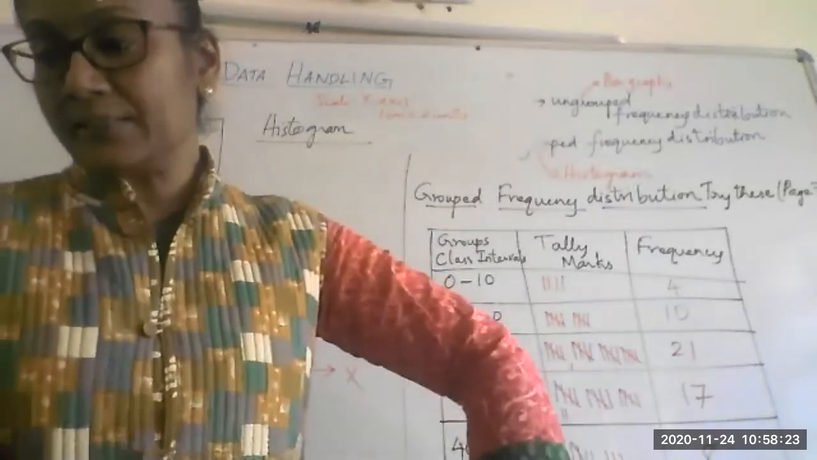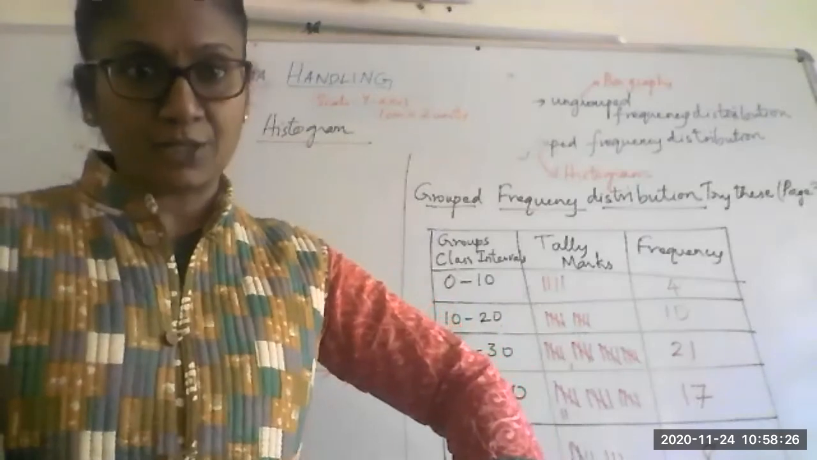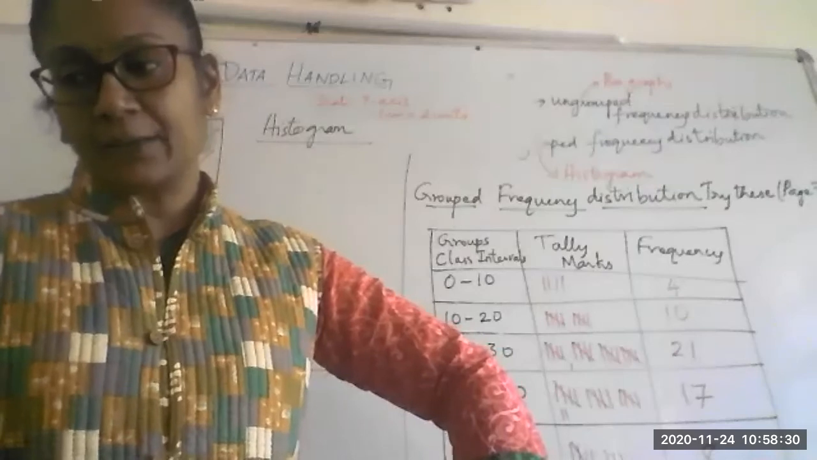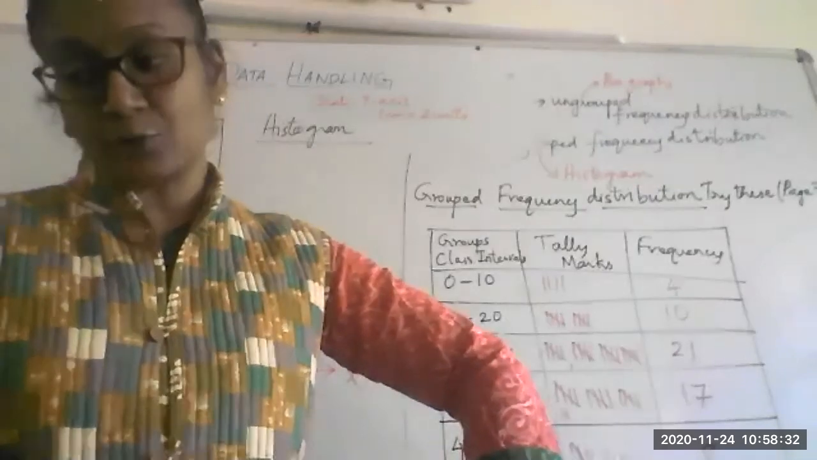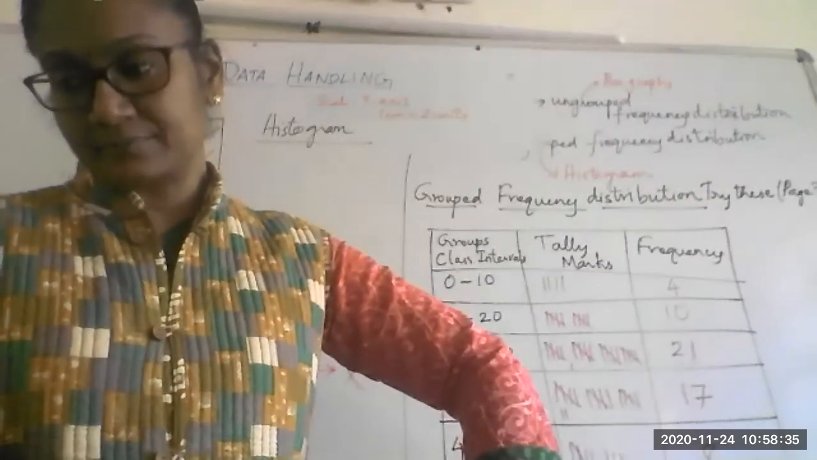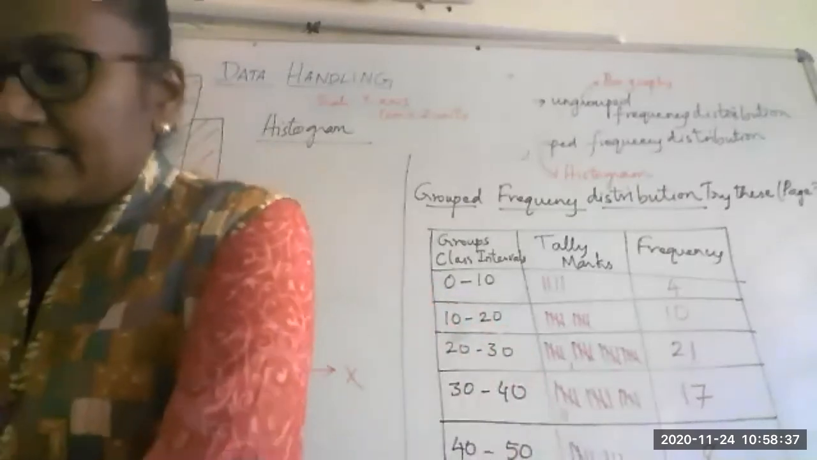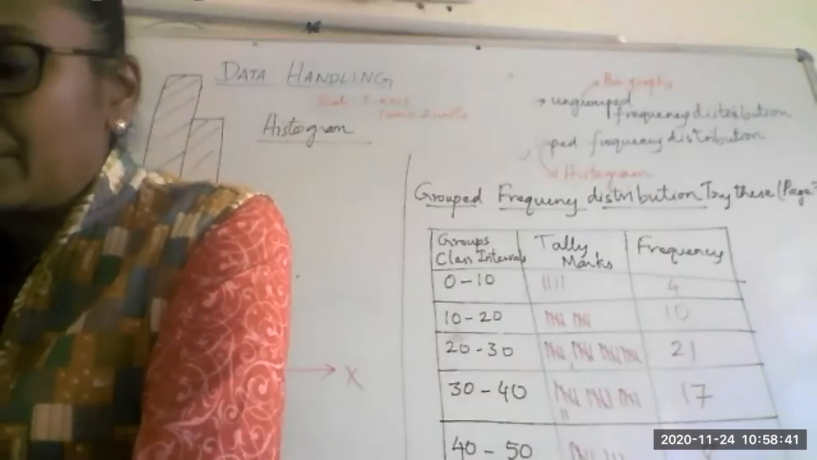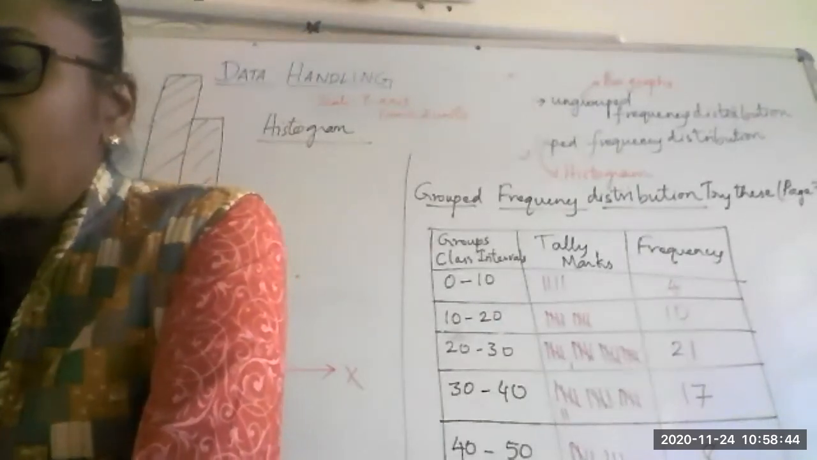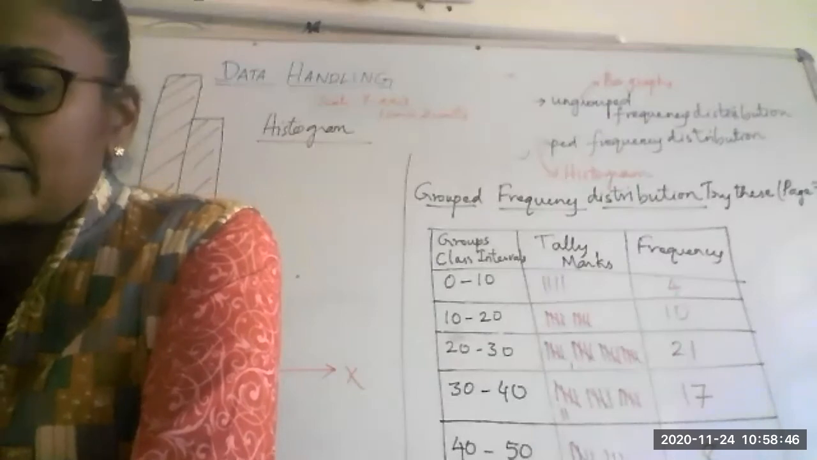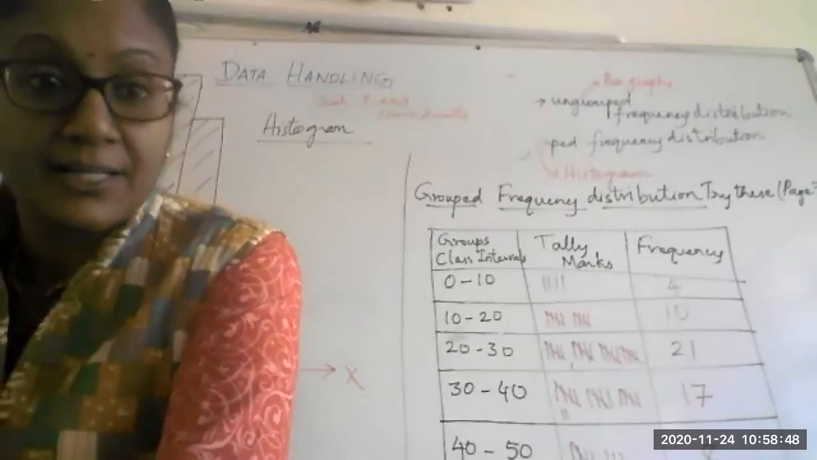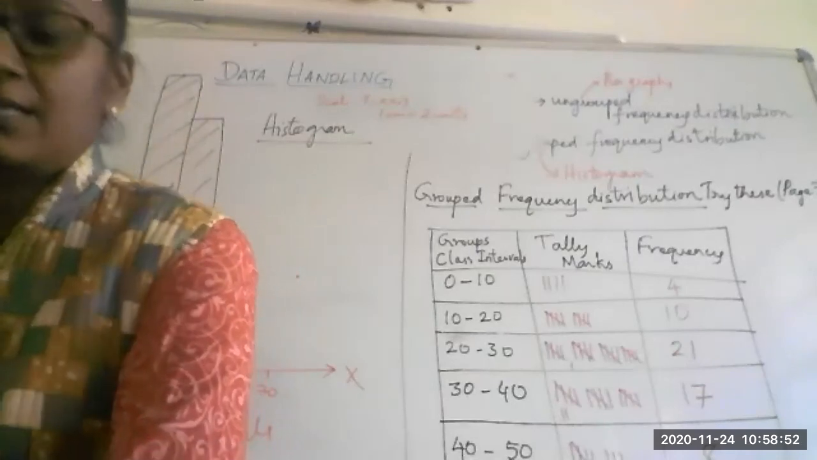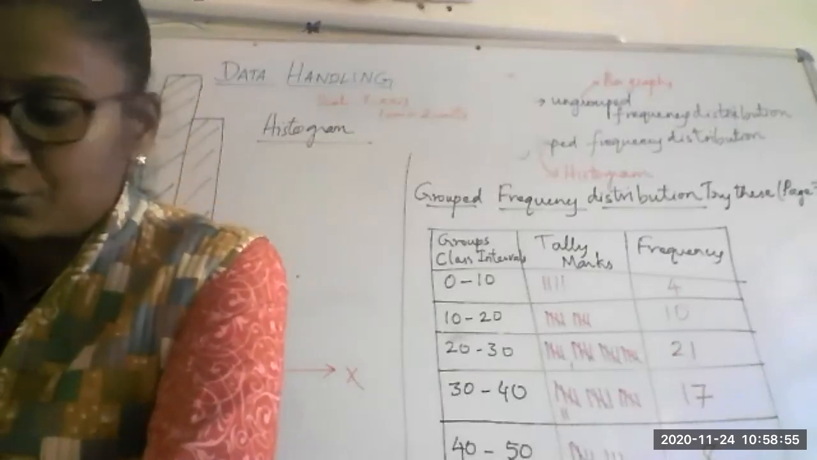So turn to page number 76, exercise 5.1. Are you looking at it? Yes, ma'am. Exercise 5.1, the second, third and the fourth one you have to do. The second one will be an ungrouped frequency distribution because here the names of the colors are given. So you will only write the names, put the tally marks and find out the frequency.